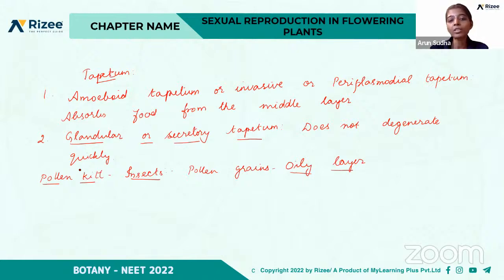So the function of this tapetum is, one thing, it provides nutrition to the pollen mother cell. And the second function of this tapetum is secretion of sporopollenin.